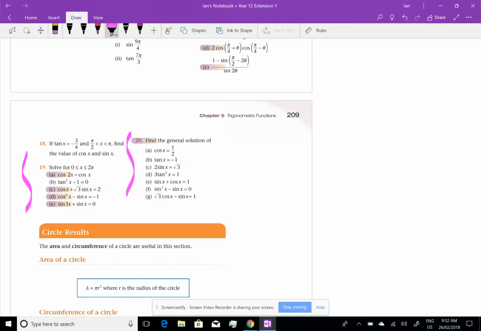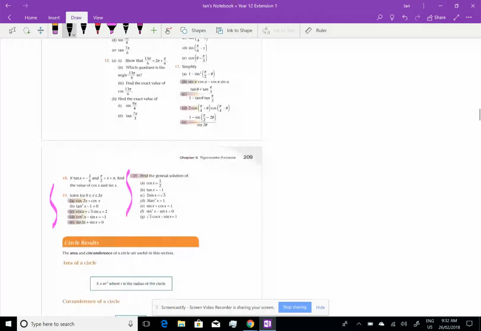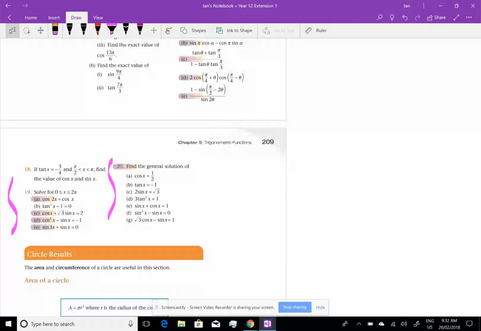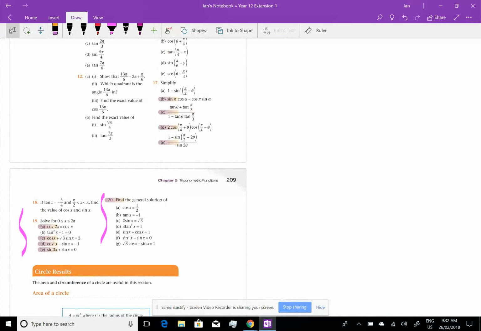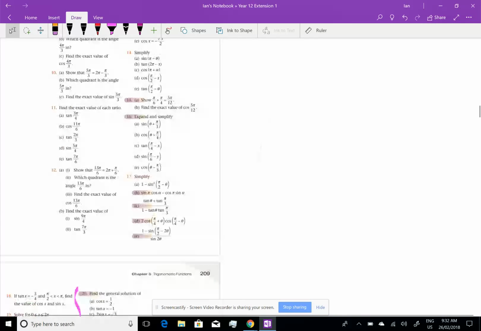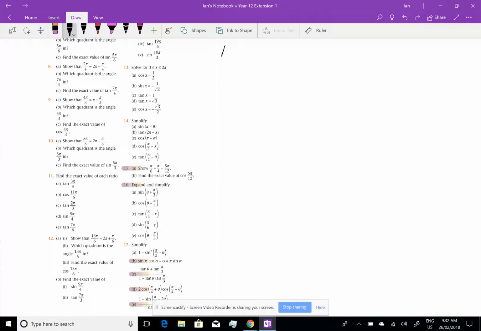Remember, have a go at them yourself first, and see if you can struggle with them before you get the answers from here. Now, some of these I did in class, but I am going to do them again, just in case you didn't get them. So I'm going to start with 19a, which is cos 2x equals cos x.